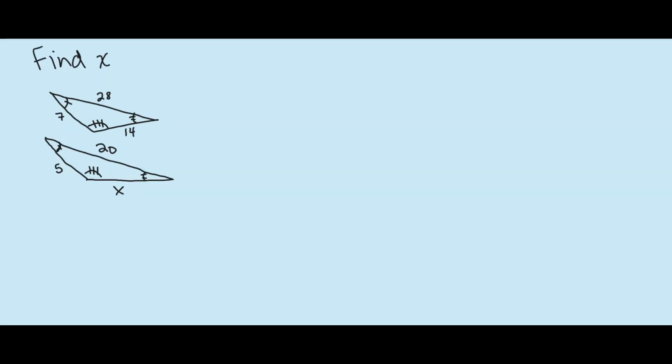So we're going to find x, which is that middle side of the triangle. There are several ways you can do this. They're all going to involve proportions. We can set it up to say 7 over 5, so these two legs right here, is equal to 14 over x, these two legs right here. Then I can do cross multiplication and get 7x equals 14 times 5, which is 70.